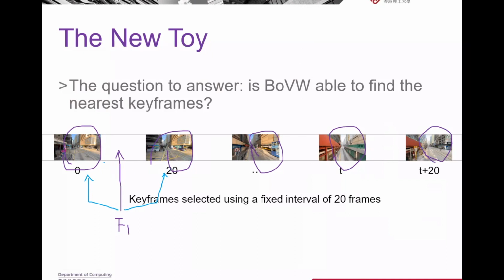And by checking the time point, you can find that if it's closer to 0, the similarity will be higher to 0. Otherwise, it will be more similar to 20, right? So by using the bag of words, we can compare this to all those keyframes. In that case, we're going to have a ranked list of keyframes as a result for F1. In the best case, it might return something like key 0, key 20, because those are the most similar keyframes, right?